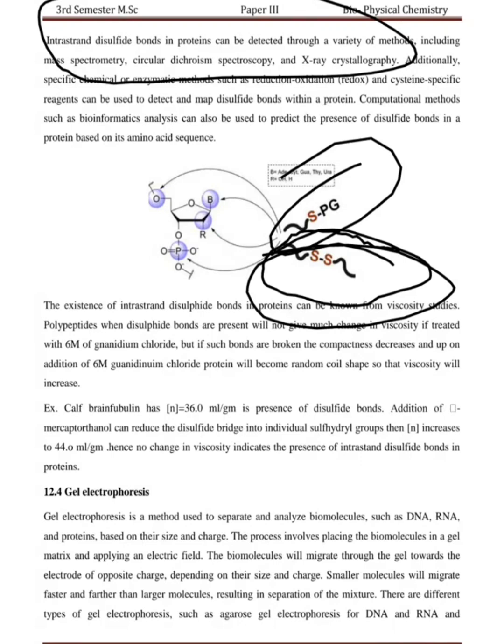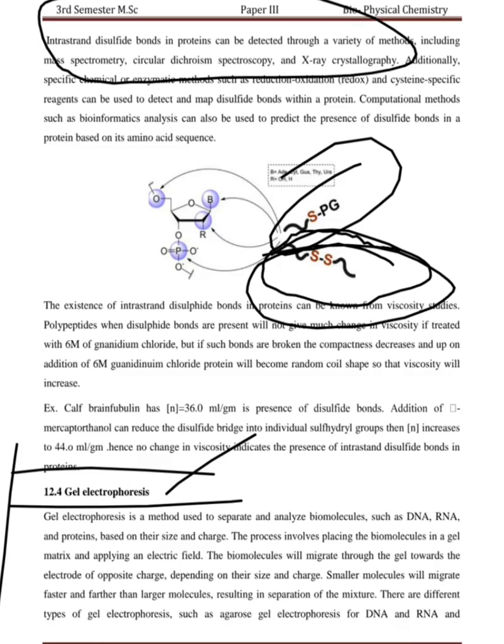Next is gel electrophoresis. You should know what electrophoresis is, and only then can you understand gel electrophoresis. Electrophoresis is the migration of charged particles under the influence of an electric field. So it can be separation. It is a method of separation of charged particles under the influence of an electric field.